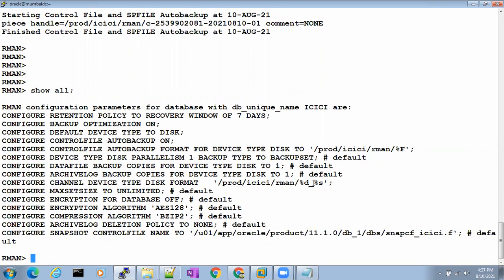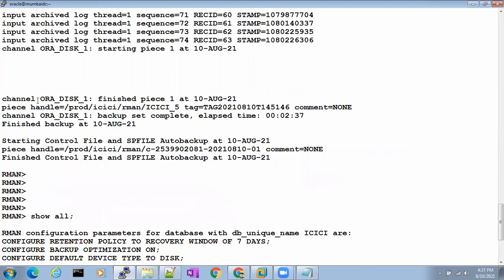That is what I told Arman. So whatever backup you take, it will go and sit in this location, prod ICICI Arman. Okay, so that is why it is going and sitting in prod ICICI Arman.